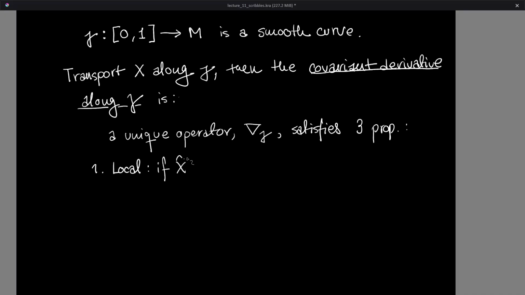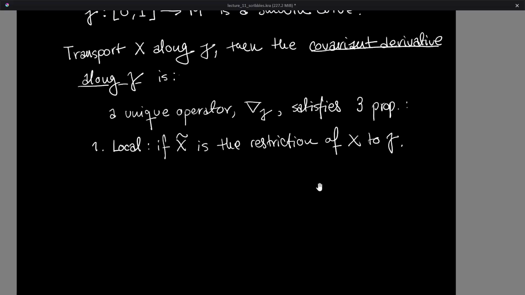If x tilde is the restriction of x to gamma, so think of x being a vector field on the entire manifold, and if we restrict ourselves to just the vector field along the curve, then that's what x tilde is. Then nabla gamma of x is equal to nabla gamma prime of t, which is a vector field, right, of x tilde.